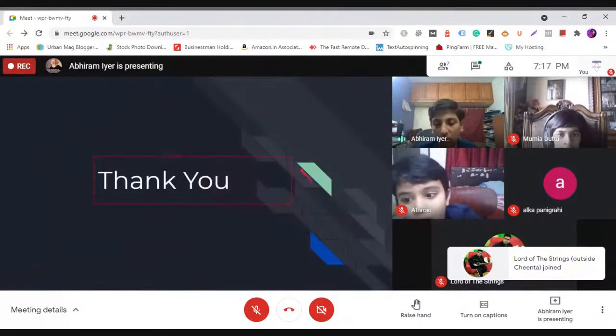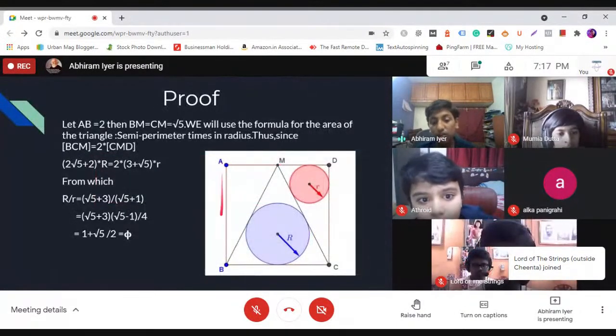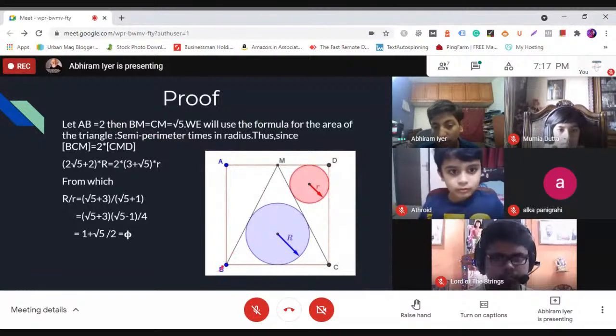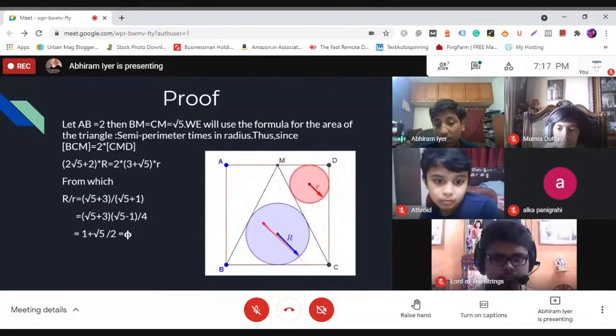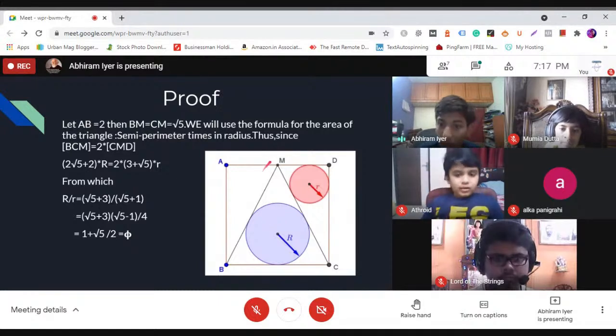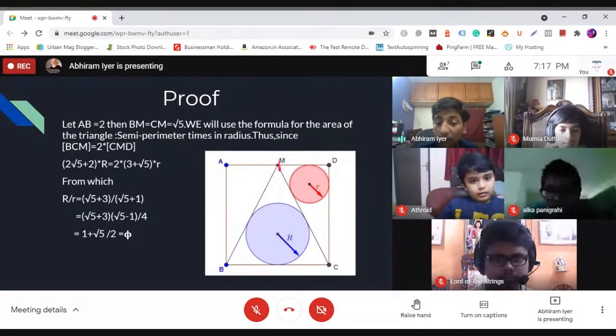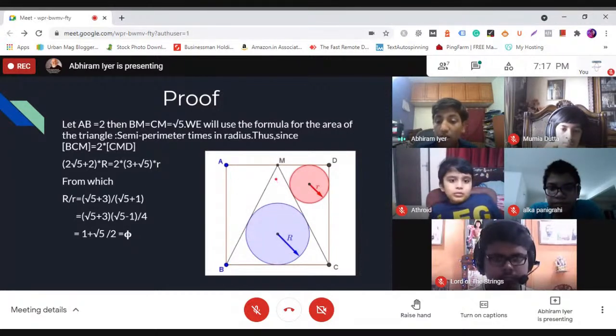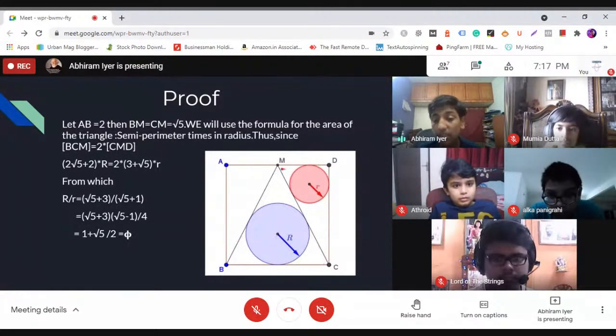So let's assume that AB, AD, and all sides of the square have length 2. Then by the Pythagoras theorem, we can prove that BM is equal to CM is equal to root 5, and we can also use the formula that the area of a triangle is equal to its semi-perimeter times its inradius. Also, we can observe or prove that triangle BMC's area is twice that of CMD.